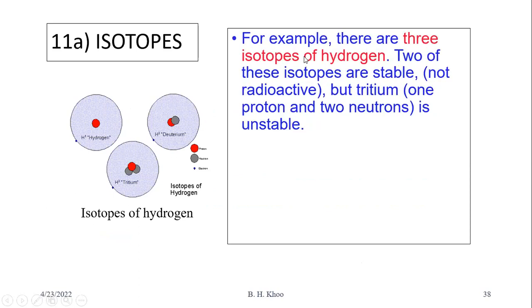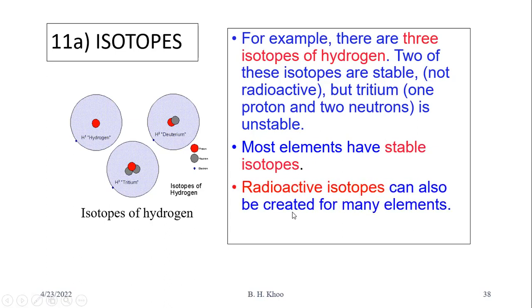For example, there are 3 isotopes of hydrogen. 2 of these isotopes are stable. Stable means not radioactive. But tritium, this one, has 1 proton and 2 neutrons. Red is a proton, gray is a neutron. It's unstable.